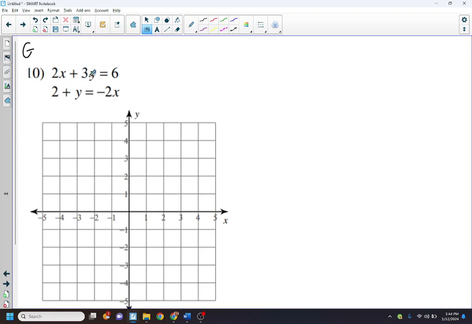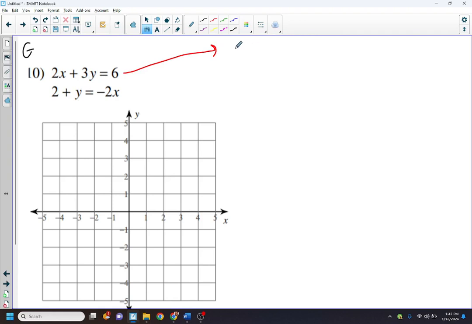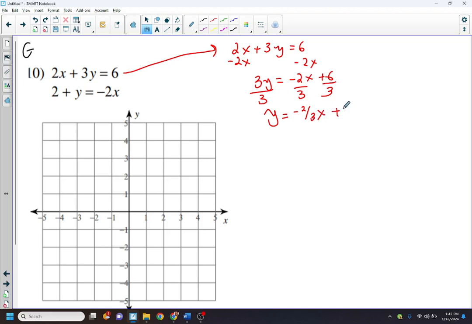Over here, you have this scenario where you're graphing. You either could graph with intercepts, but it's kind of annoying. So why don't we make it into y equals mx plus b? Let me just rewrite this. Minus 2x, 3y equals negative 2x plus 6, divided by 3, y equals negative 2/3 x plus 2.